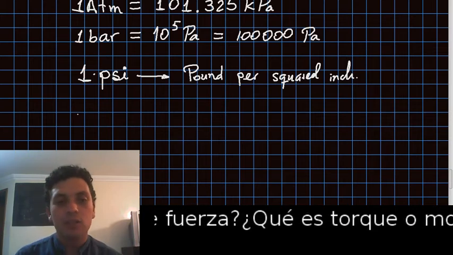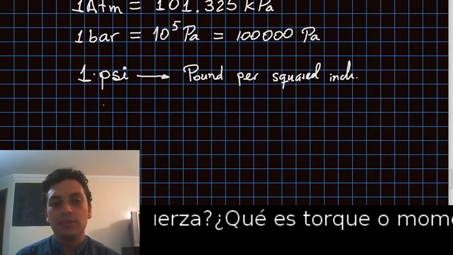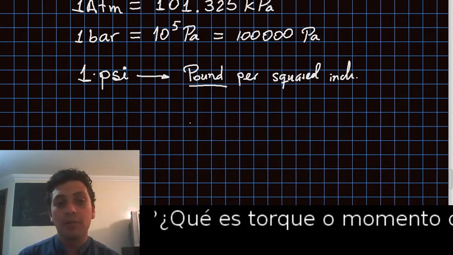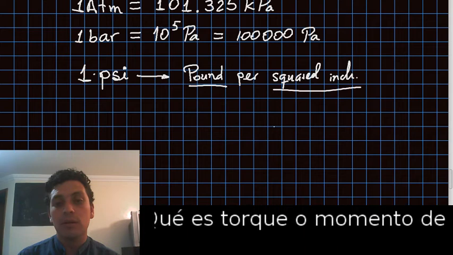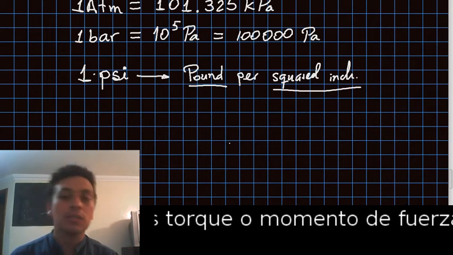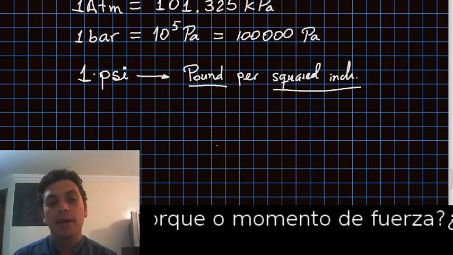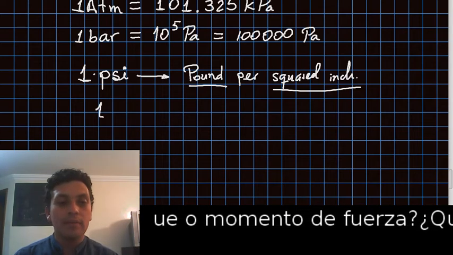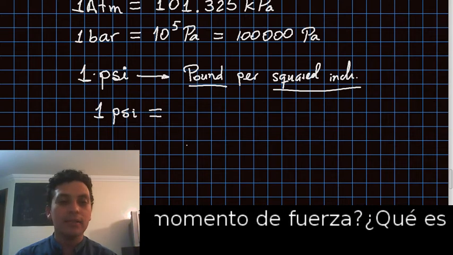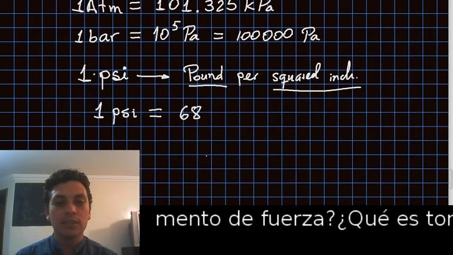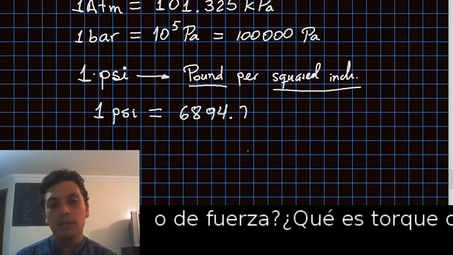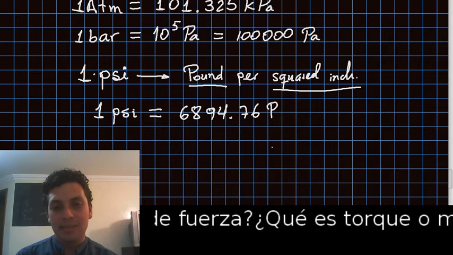This unit is obviously related more with something American because we're using the British system of units, pounds and square inches. 1 pound per square inch is equal to 6,894.76 pascals.